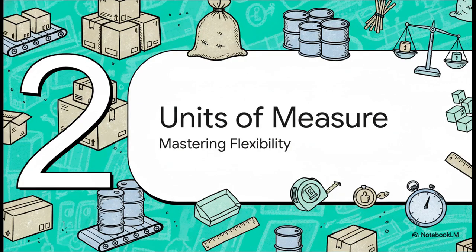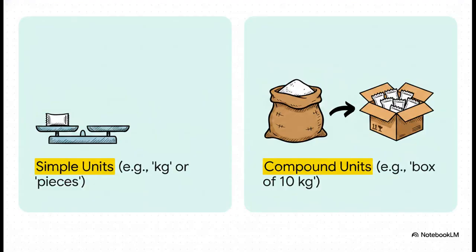Moving on to Section 2, Mastering Units of Measure. Think about how this actually works in the real world. You might buy sugar in massive 50-kilogram sacks, but sell it in tiny 1-kilogram packets, right? Well, Tally handles this beautifully. You have simple units, like kilograms or pieces, but then you can build compound and alternate units. A compound unit links two simple units together. For example, a box of 10 kilograms. This means you can process bulk purchases and granular sales without the math getting all mangled up.